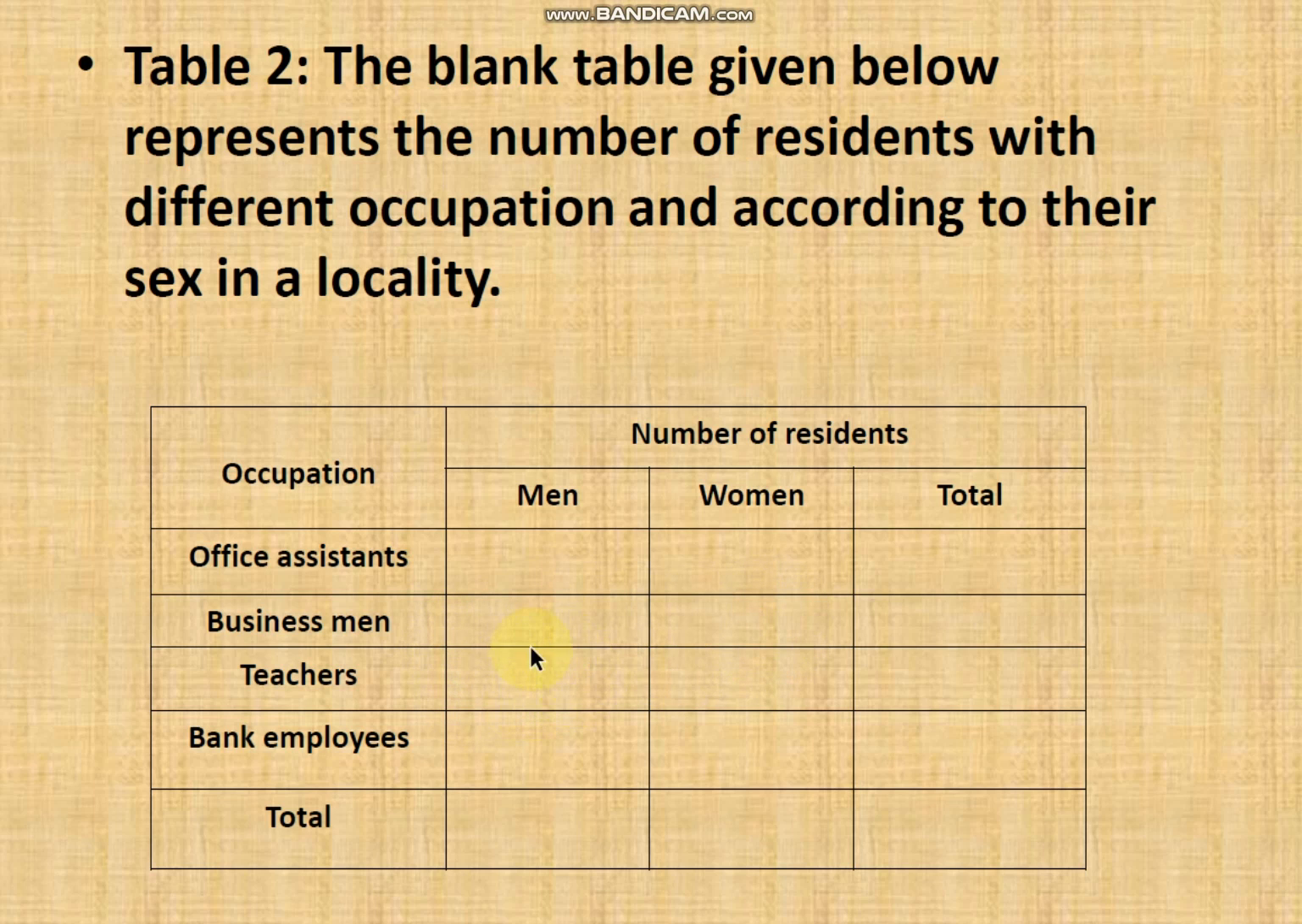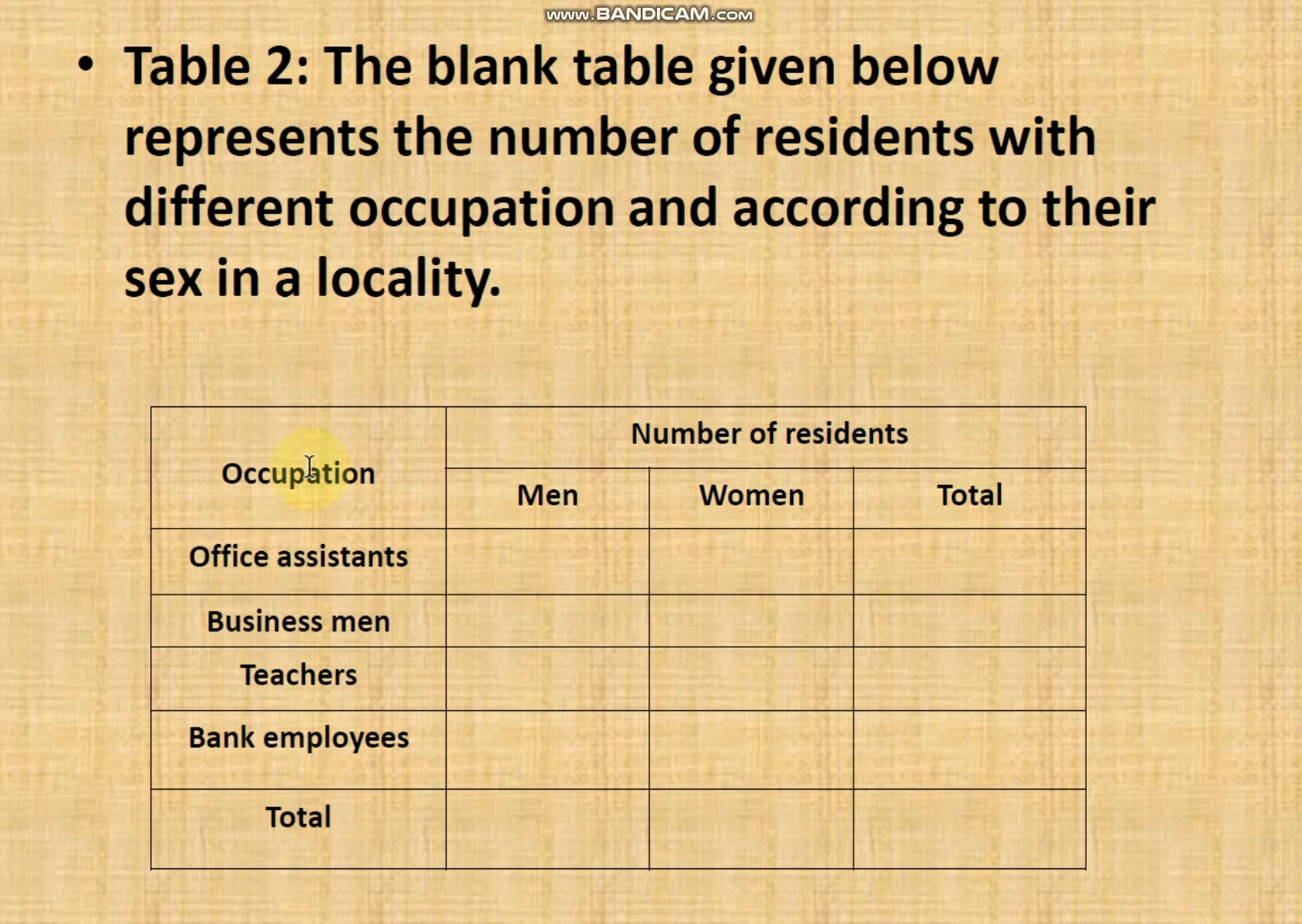Similarly, teachers, how many of them are men and women. Bank employees, men and women. Suppose men are 49 and women are 51. So 49 and 51 would be a total of 100. So this is how a two-way table looks.